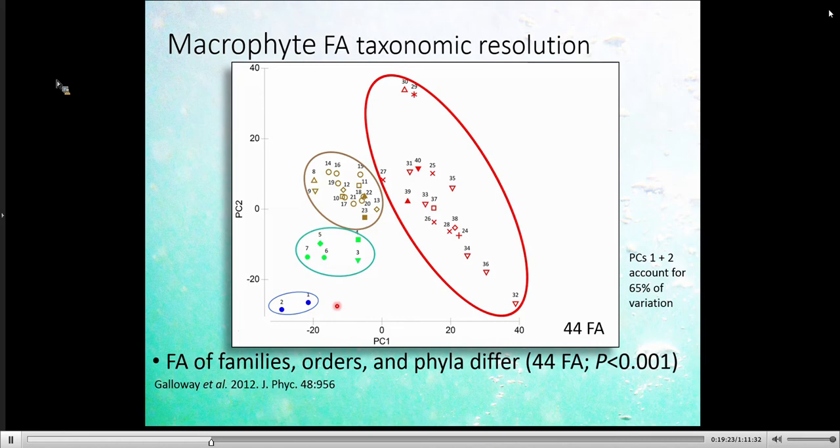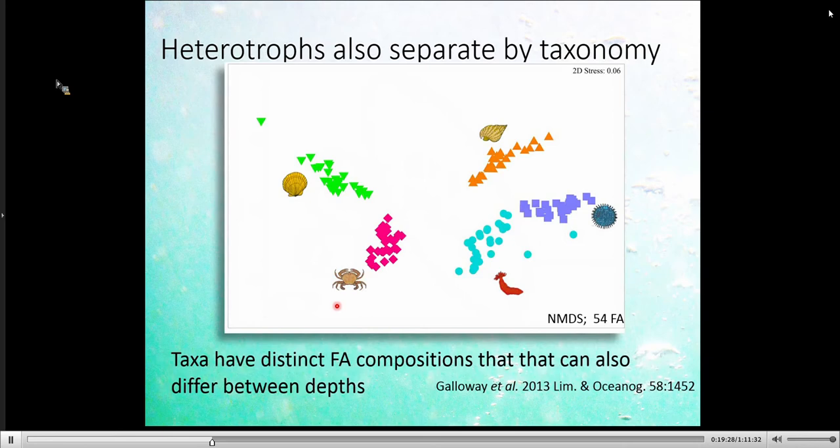And what's also kind of cool is that that phylogenetic signal also shows up in the consumers. So different groups of consumers have, as far as I've ever seen, distinctive fatty acid zones relative to others. And this is a plot of five different invertebrates from the San Juan Islands that makes this point.